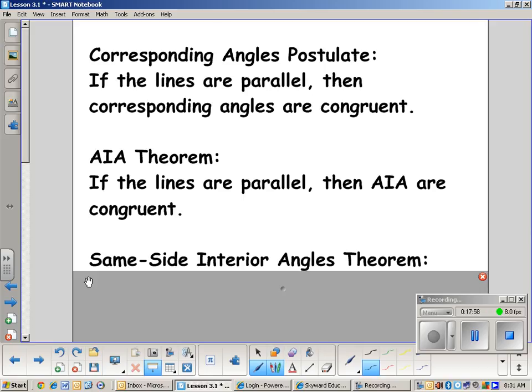Let's draw a little picture of them here. Same side interior would be like 1 and 2. Adjacent, they do share a common side, that little segment between the lines, but they don't share a common vertex.